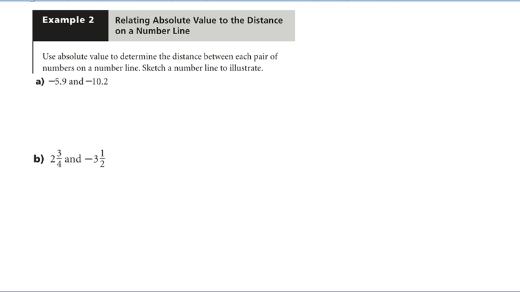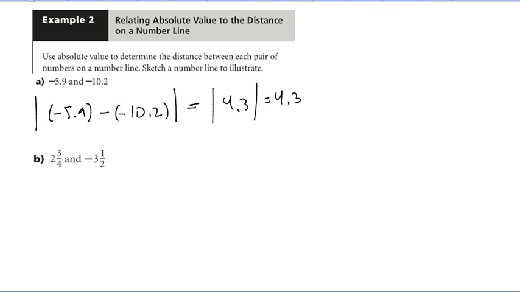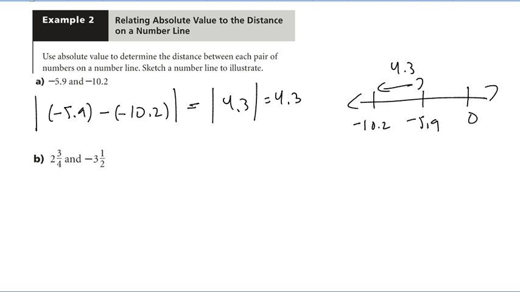Okay, and the absolute value can also be used to determine the distance between two numbers on a number line. So the absolute value of -5.9 minus -10.2 equals the absolute value of 4.3, which is 4.3. And on the number line, I have 0 over here, -5.9, -10.2, and between those two we're going to have 4.3.